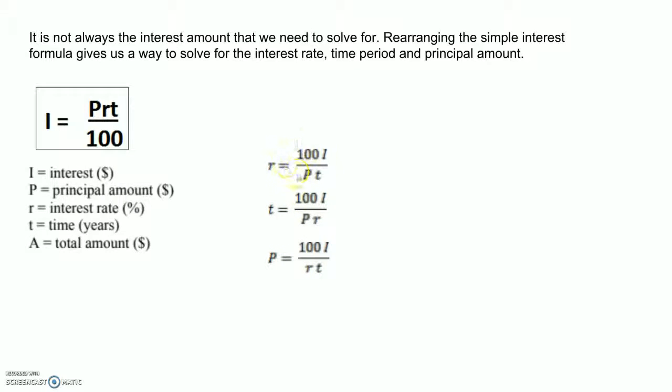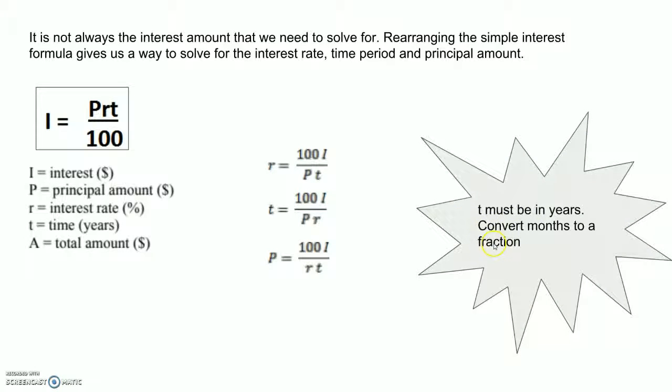So here's a little hint. Whenever you're trying to solve for either P, R or T, all you need to do is equal to 100I divided by the product of the remaining two. So for this one is rate, so that's just 100I over our principal times T. So these are our remaining unknown variables. Now, for T, remember from our previous question, it must be in years. So always make sure if you're working with months, make it a fraction over 12.